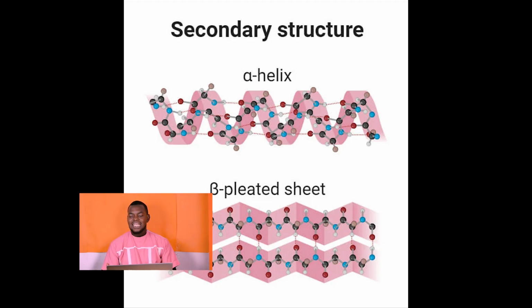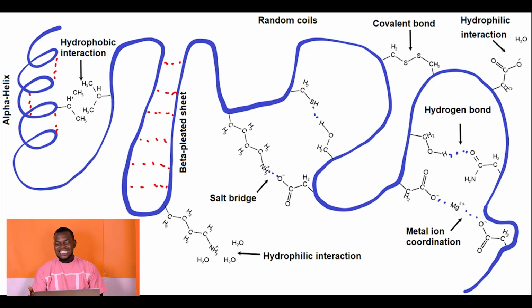Now we'll talk about beta pleated sheets. These are sheet-like arrangements of polypeptide chains, either in a parallel structure or an anti-parallel structure. Now the third structure of proteins we're talking about is the tertiary structure. We're talking about the fusion of the alpha helix and the beta pleated sheets by weak interaction. So that's what you have to take note of about the tertiary structure. It's so simple and so easy to understand.